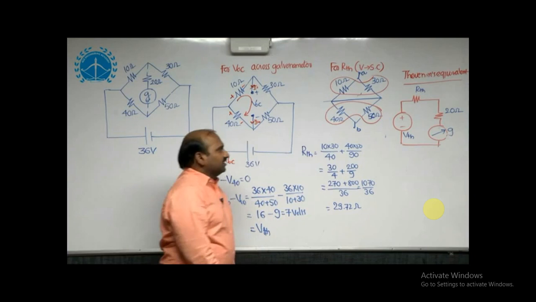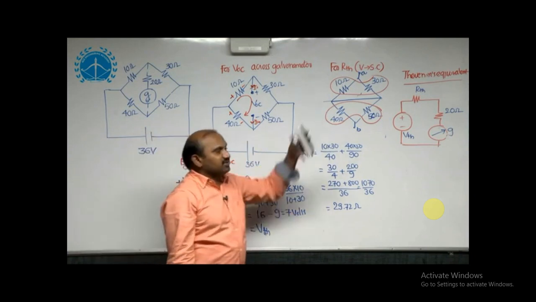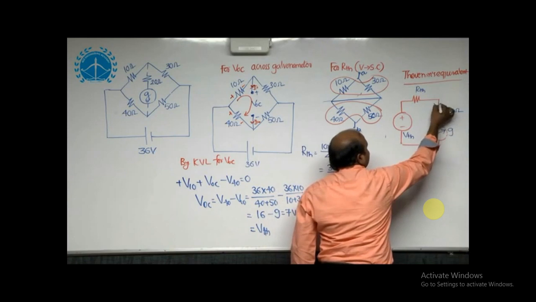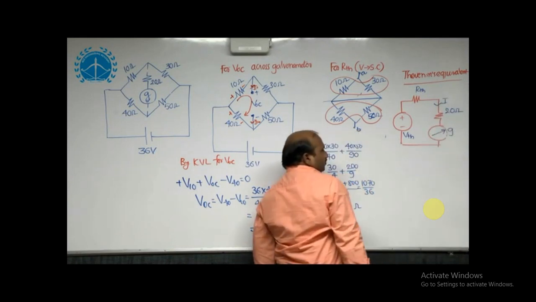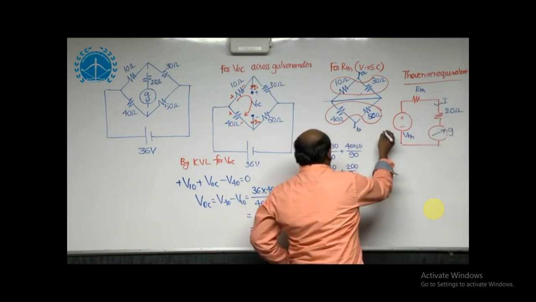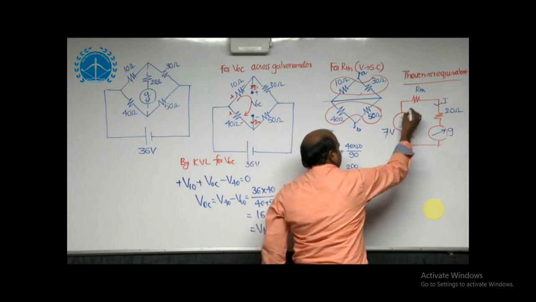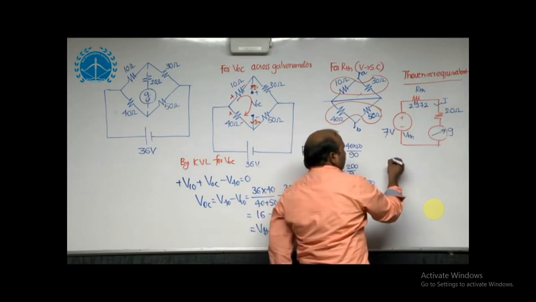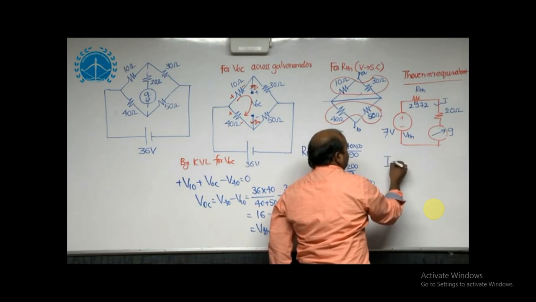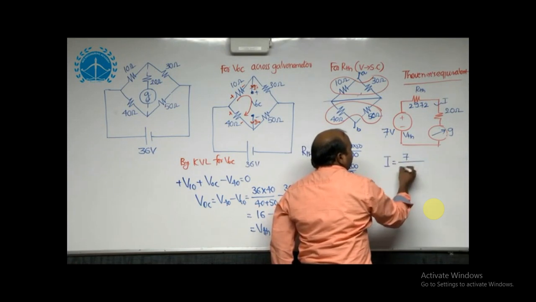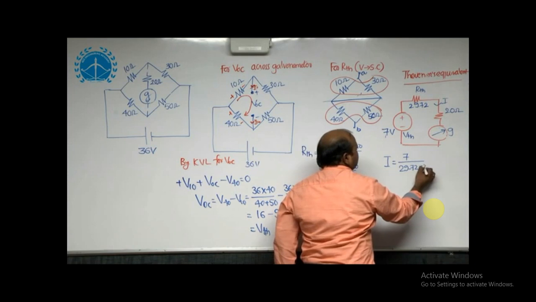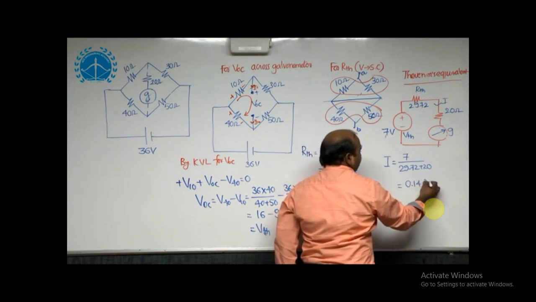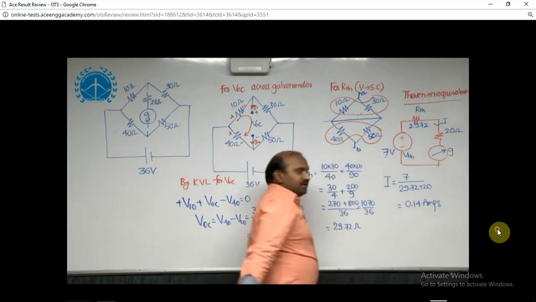Once you get this R Thevenin's and E Thevenin's, I can develop the Thevenin's equivalent. From this Thevenin's equivalent, I can estimate the galvanometer reading, which is the current passing through the 20 ohms resistor. Here this value is 7 volts and this is 29.72. We are adding the load resistance 20 ohms. Then the galvanometer reading I is equal to 7 by 29.72 plus 20, which is equal to 0.14 amperes. This is the galvanometer reading.